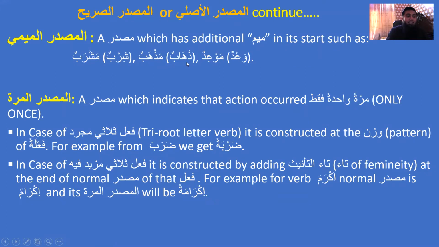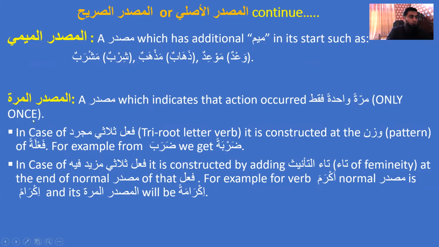Right? Likewise, zahaba, its masdar, sometimes zahabun, sometimes mazhabun. If mazhabun is used, then you will say that this is al-masdar al-asli, but it is masdar al-mimi. Why? Because it has an additional meem at the start. That is simply the concept of al-masdar al-mimi, which you can just keep in mind as one category of masdar. Clear?